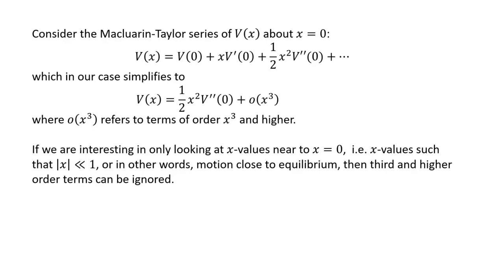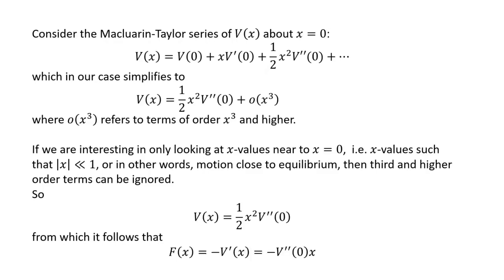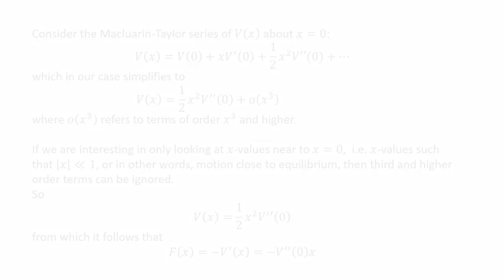The point is, if x is small enough, close enough to 0, then the higher order terms will eventually reach a point, irrespective of the coefficients in front of them, where those terms can be ignored to very close approximation. So then you will have this, from which it simply follows that the force is given by minus the second derivative of the potential energy at 0 times x.